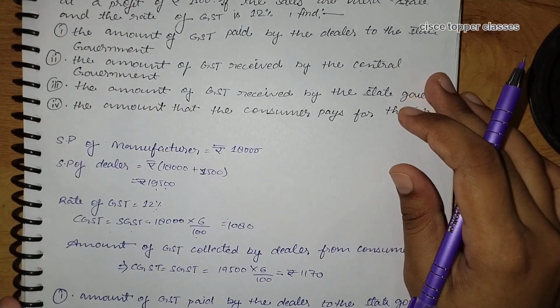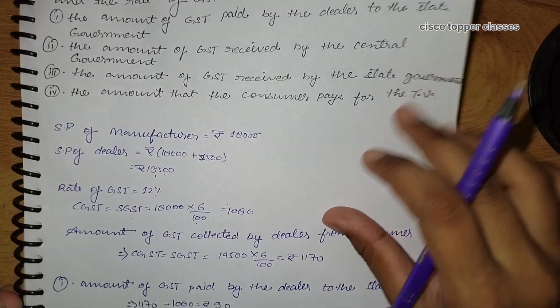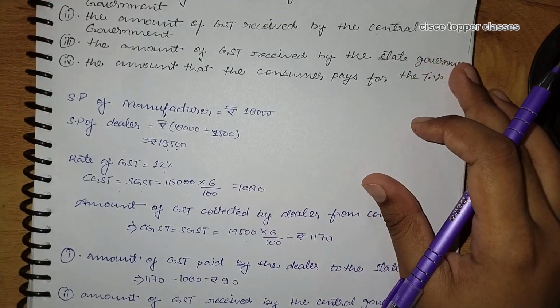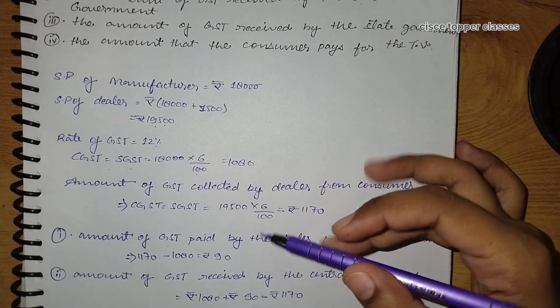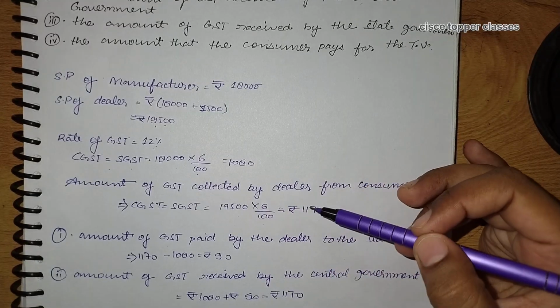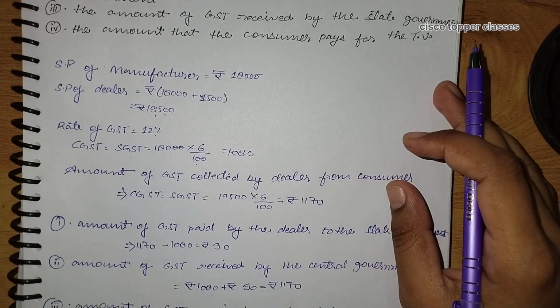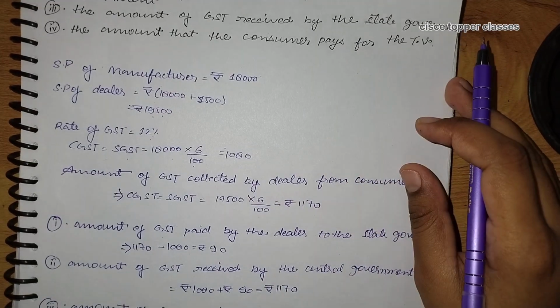So CGST and SGST we will write 18,000 into 6 divided by 100 equal to 1080. Amount of GST collected by dealer from consumer, this will be CGST equal to SGST. So 6% of 19,500 we can write as 1,170. So this is amount of GST collected by dealer from consumer.